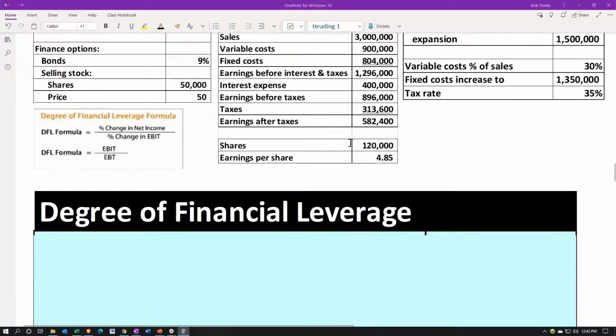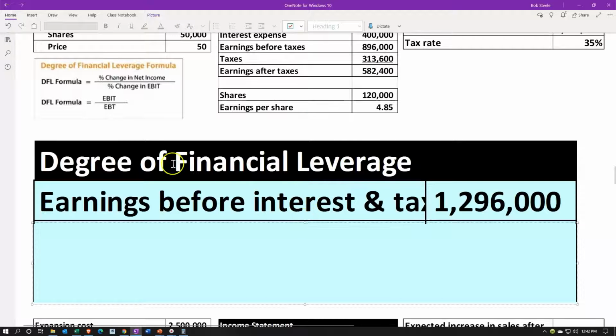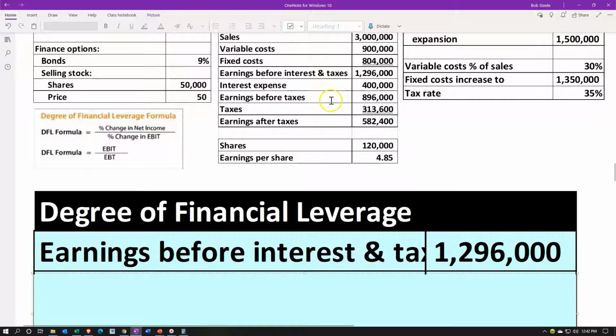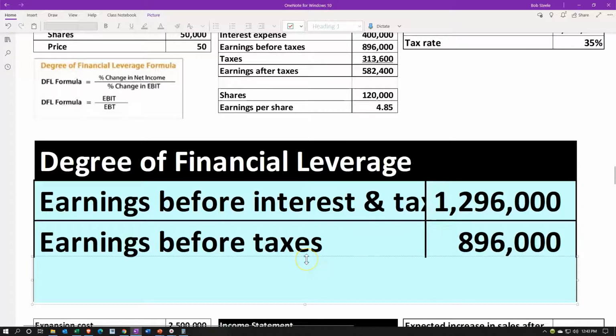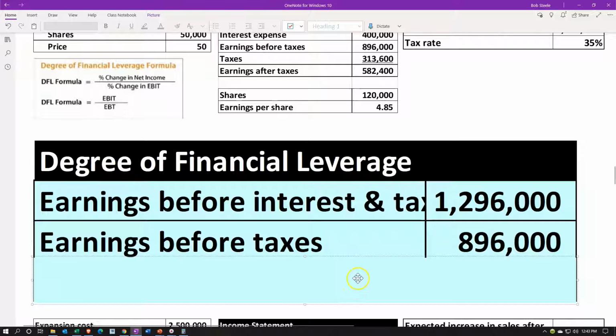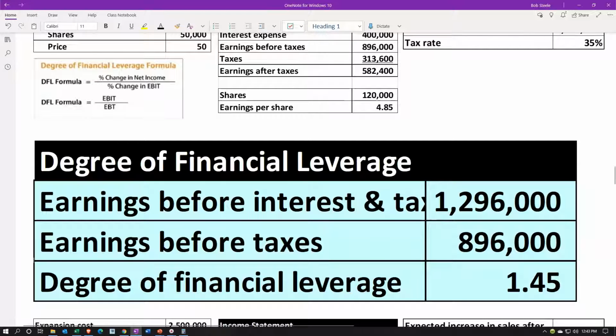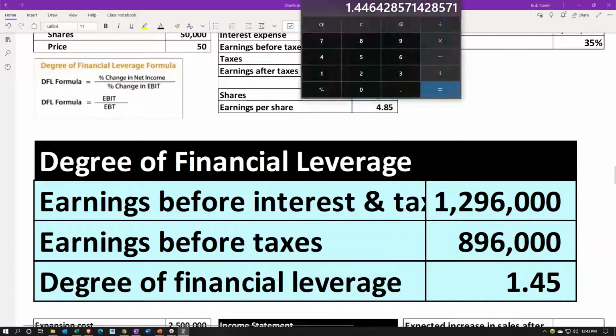Okay, so then we're going to go to the degree of financial leverage before we think about our two scenarios. That's going to be this calculation, the earnings before interest and taxes, which we're simply going to pull from our statement, and we're going to divide that by the earnings before taxes, which is going to be this item, the difference being the interest. We're looking now at the financing related to this, and the leverage with relation to the debt. So the 1,296,000 divided by the 896,000 gives us about 1.45.